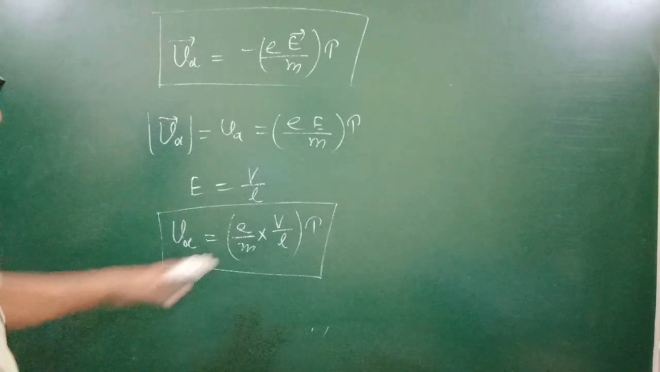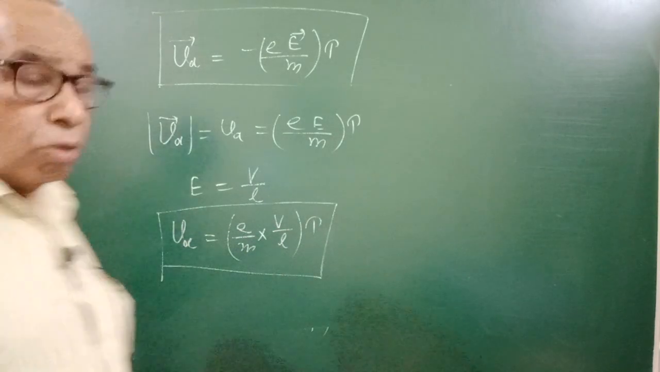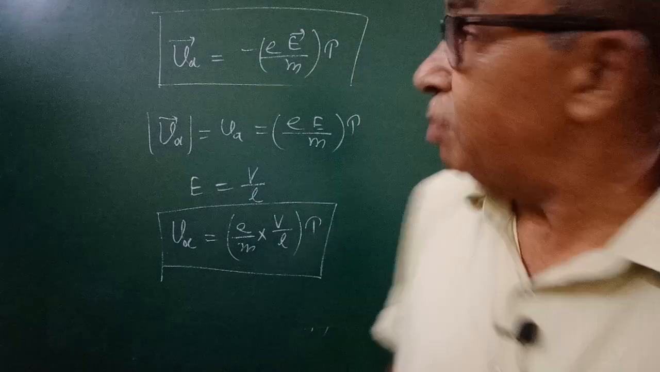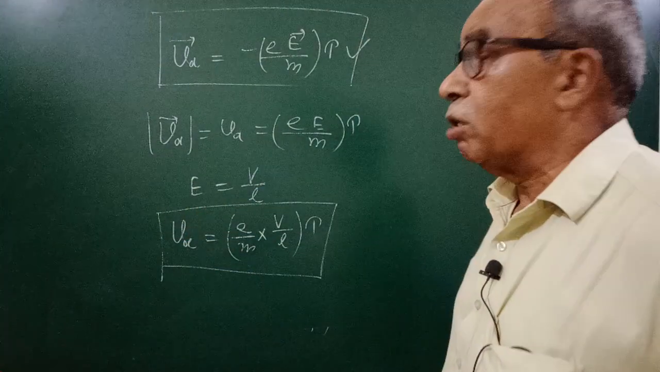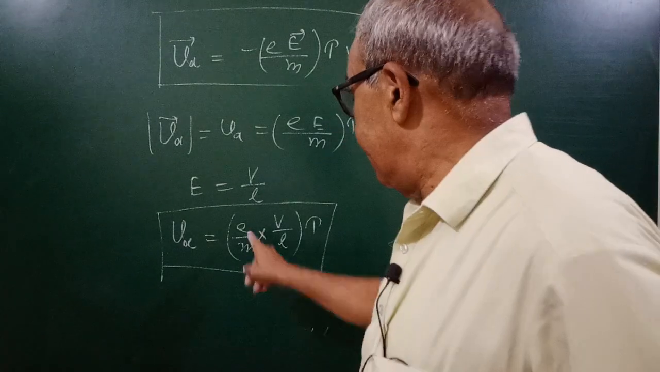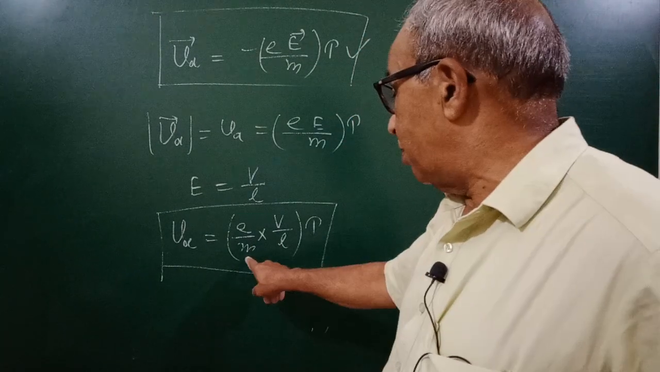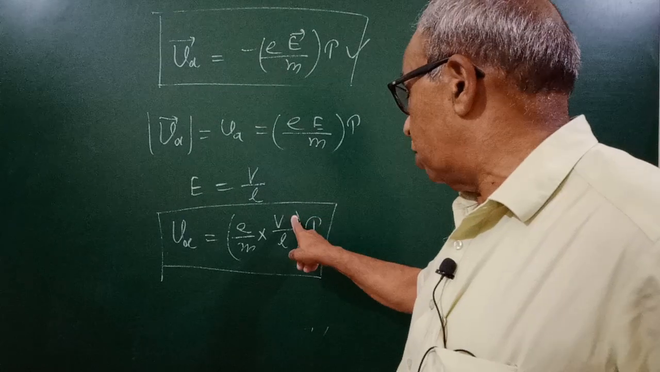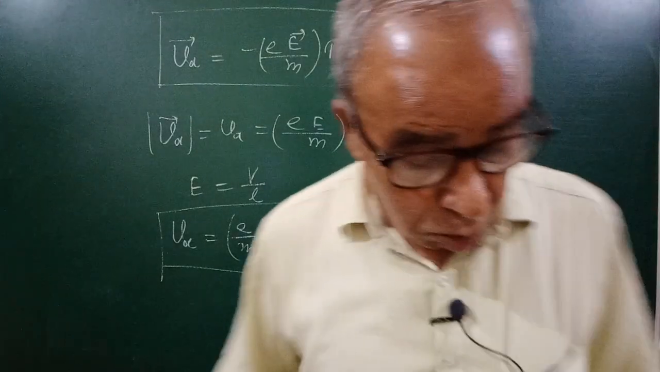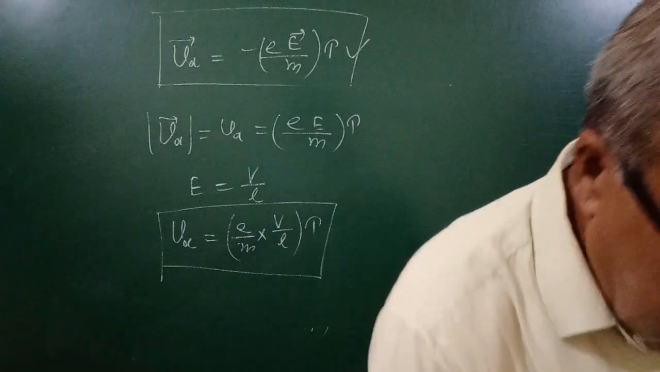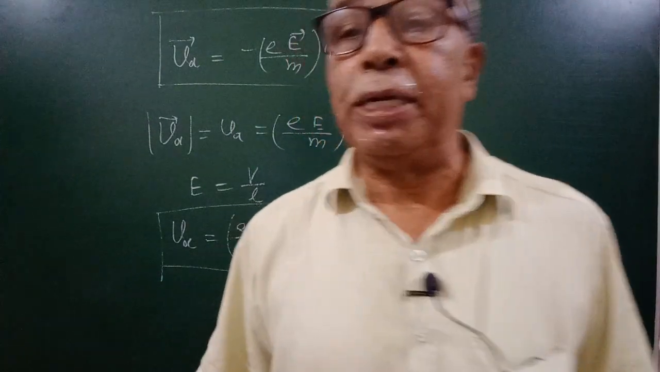So this is the relation of drift velocity with the potential difference, and here the modulus of vd is called drift speed. e is the magnitude of charge of the electron, m is the mass of the electron, V is the potential difference, L is the length, and tau is the relaxation time. In the next video, I will establish the relation between electric current and drift speed. Thank you.